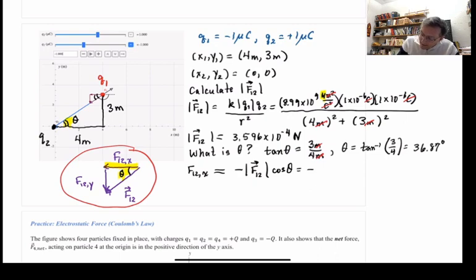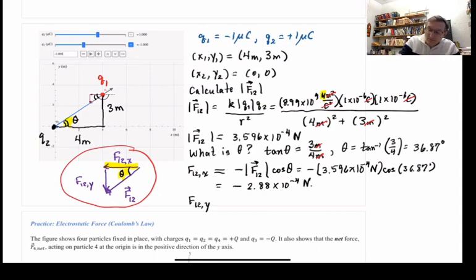It's negative. Now the magnitude of F12, 3.596 times 10 to the minus 4 newtons, times the cosine of 36.87 degrees. And for the x component of the force, I get, now I'll give 3 sig figs, negative 2.88 times 10 to the minus 4 newtons. And now how would you find the F12 y component?